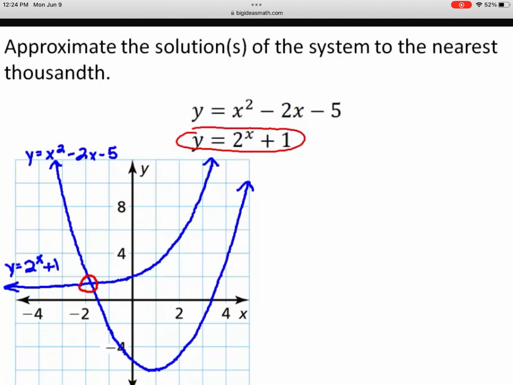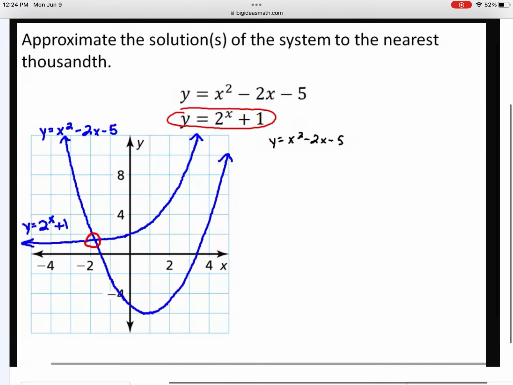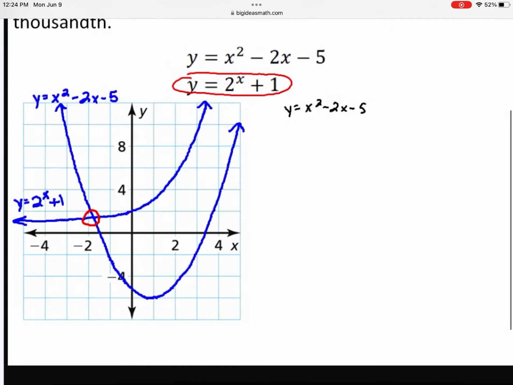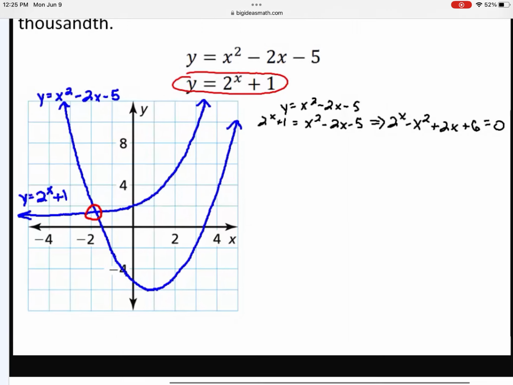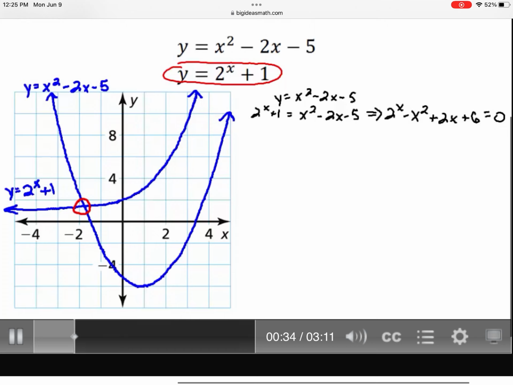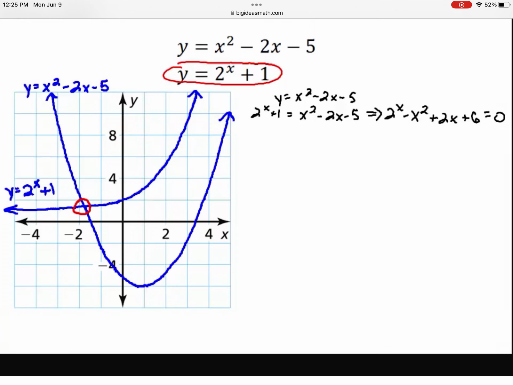Substitute 2 to the power of x plus 1 for y in y equals x squared minus 2x minus 5. Then rewrite the equation as 2 to the power of x minus x squared plus 2x plus 6 equals 0. Because you do not know how to solve this equation algebraically, let f of x equal 2 to the power of x minus x squared plus 2x plus 6. Then evaluate the function for x values between negative 2 and negative 1. The function values that are closest to 0 correspond to x values that best approximate the zeros of the function.